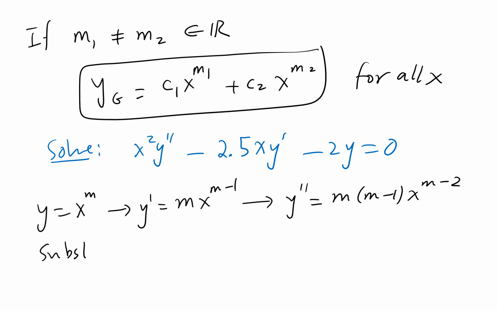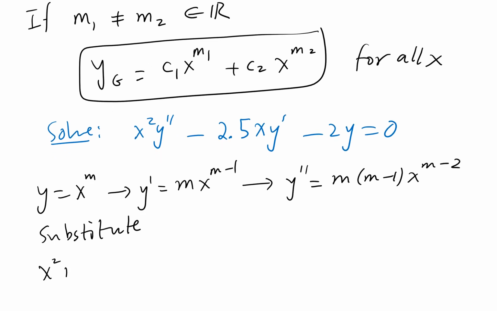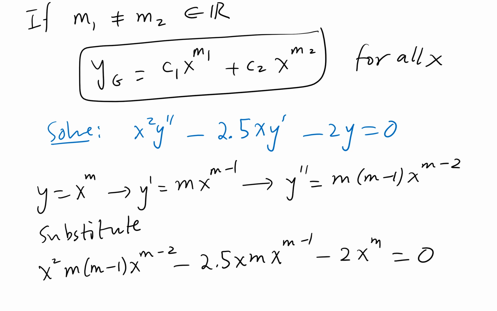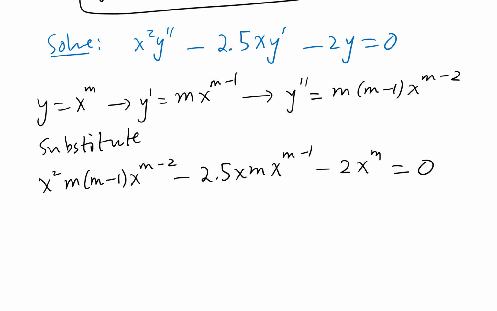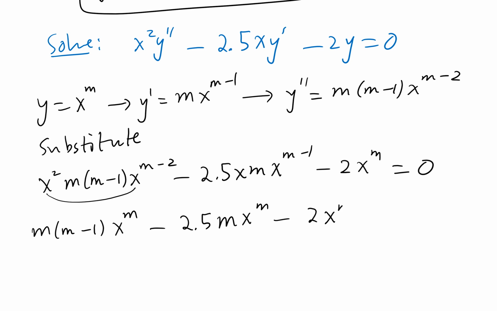Substitute: x squared m times m minus 1 x to the m minus 2, minus 2.5 x m x to the m minus 1, minus 2 x to the m equals 0. What do we get here? You multiply these together: m times m minus 1 x to the m, minus 2.5 m x to the m, minus 2 x to the m. Divide everything by x to the m.